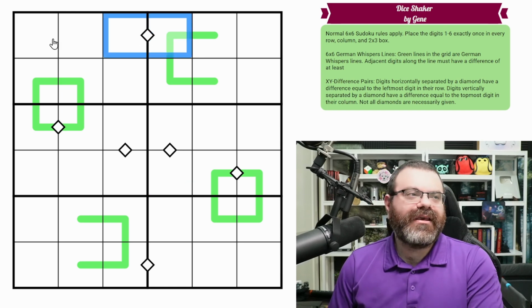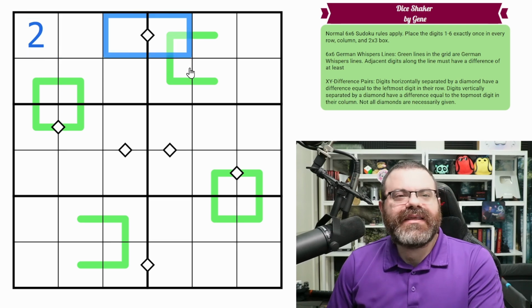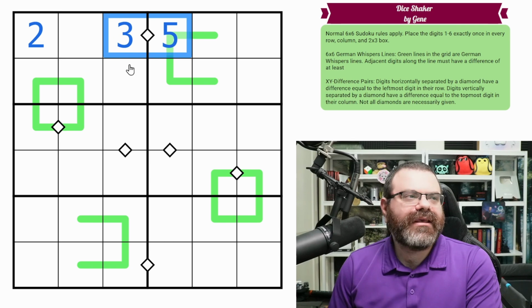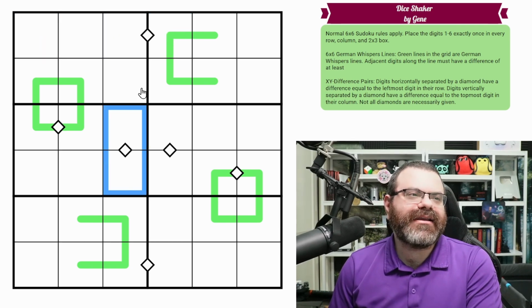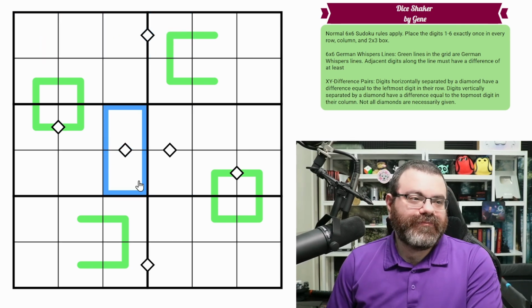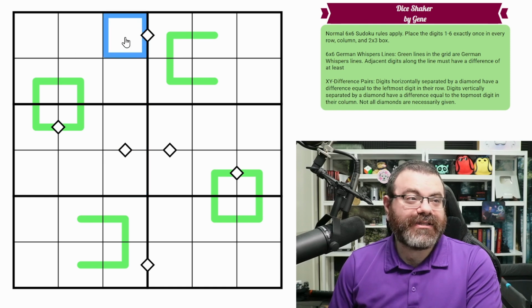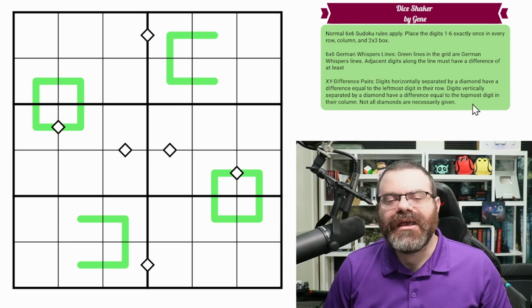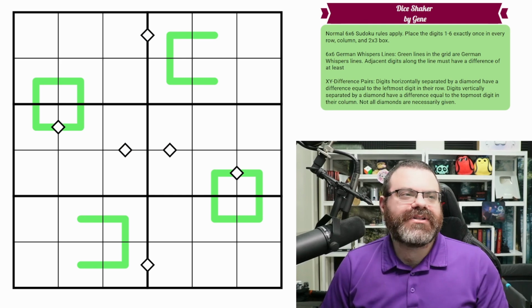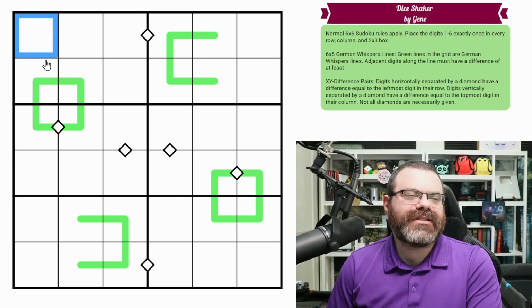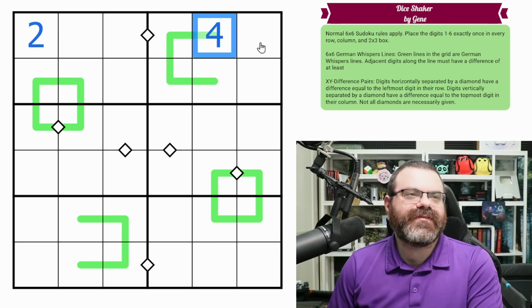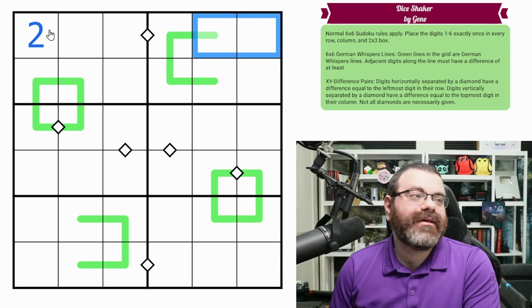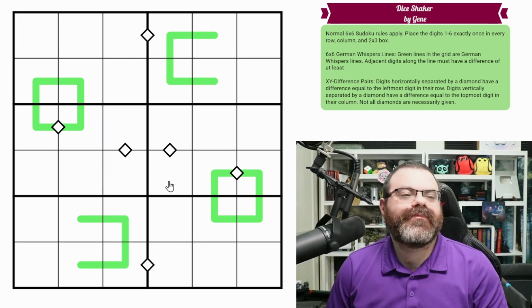So, for example, if this was a 2, then these two have to have a difference of exactly 2, so maybe 3, 5. But we don't know what this digit is yet, so they depend on each other. You might discover what these two are, which fills that, or you might discover what this is, which fills these two, or there might be some interaction that limits what they can be. All right, cool. And not all diamonds are necessarily given, meaning if this was a 2 and this was 4, 6, there could have been a diamond there. There's not. That's perfectly fine. You can only make deductions directly about the diamonds. All right, and that's it.